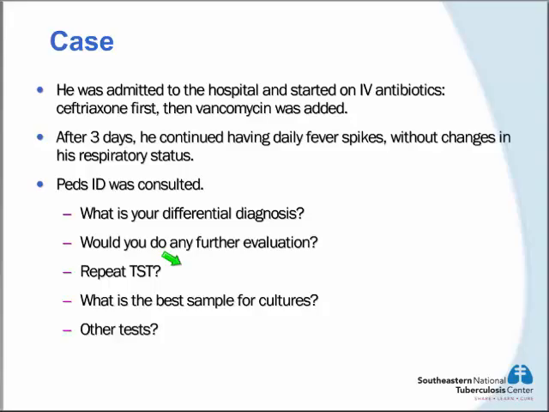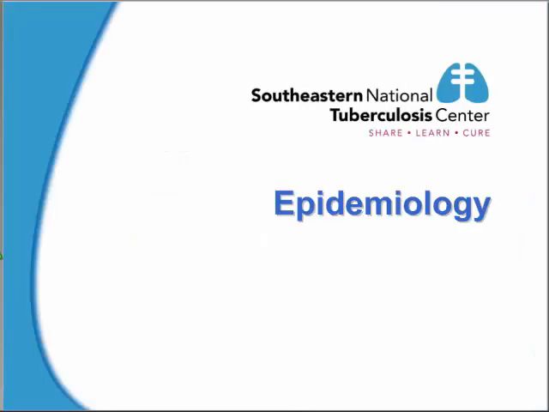So these are the questions that I want you to think about, and we will come back to those at the end of the presentation. At this point, think about what is your differential diagnosis. Would you do any further evaluation? Do you want to repeat the PPD? What would be the best sample to send for cultures, and what other tests could you do to try to decide what this patient has? We will go back to those at the end.